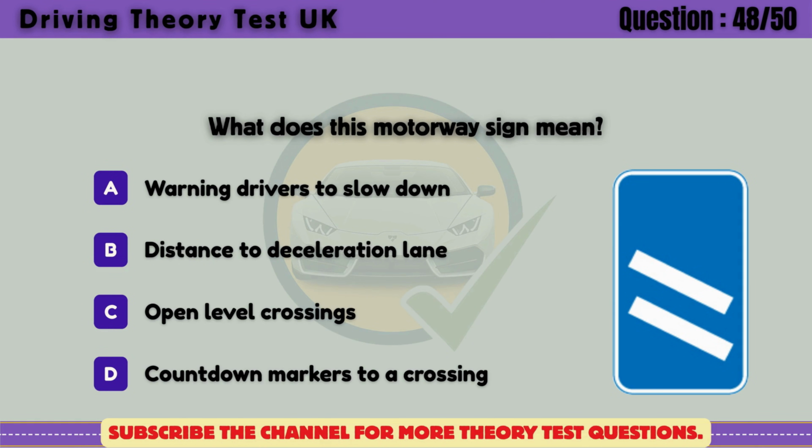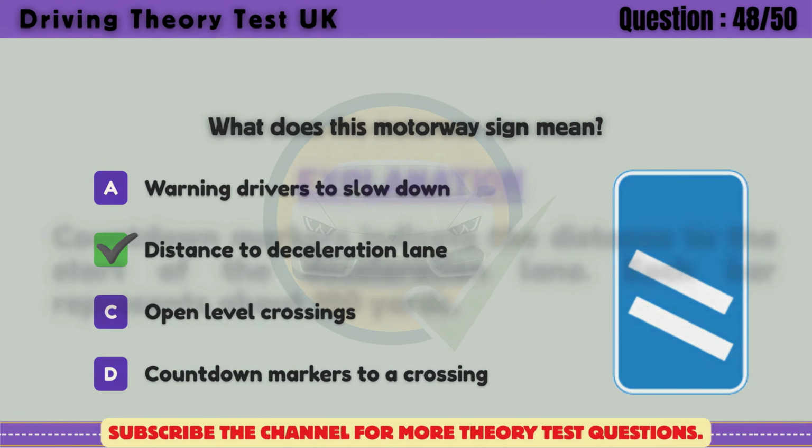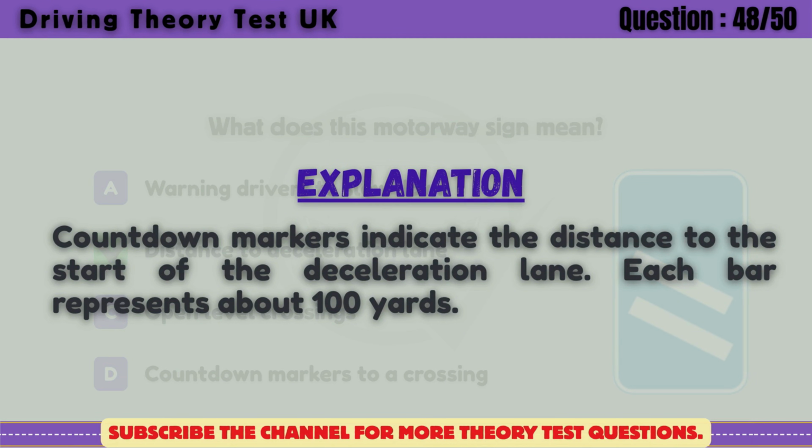Question 48. What does this motorway sign mean? Option A. Warning drivers to slow down. B. Distance to deceleration lane. C. Open level crossings. D. Countdown markers to a crossing. Answer is B. Distance to deceleration lane. Countdown markers indicate the distance to the start of the deceleration lane. Each bar represents about 100 yards.